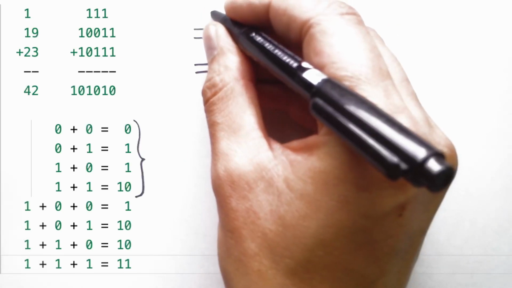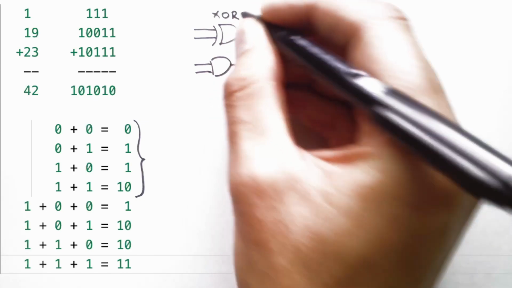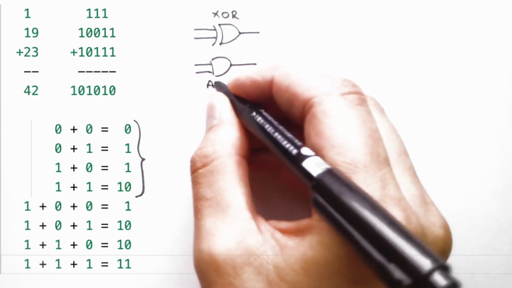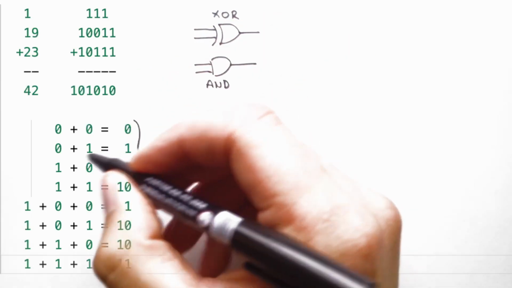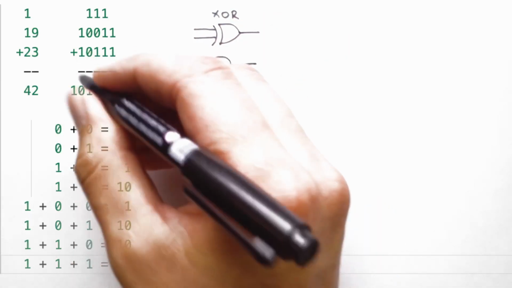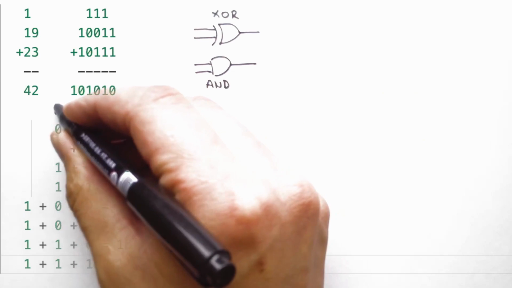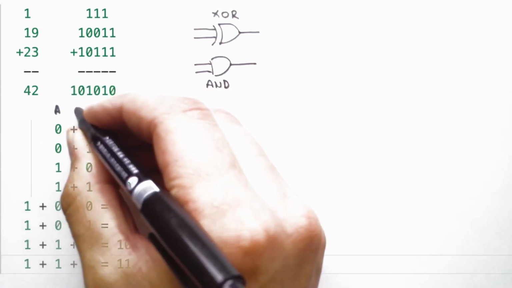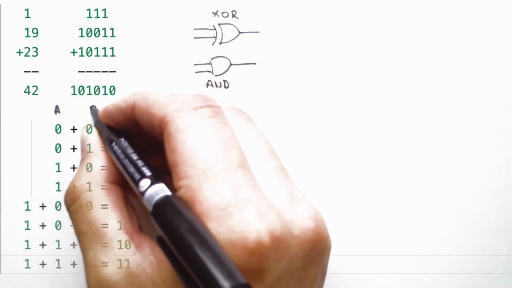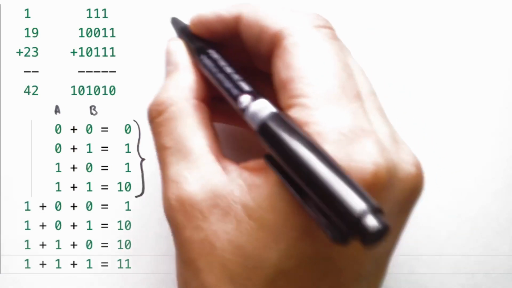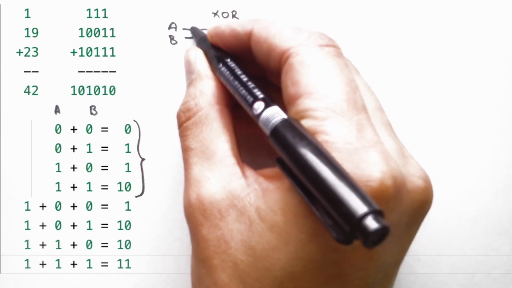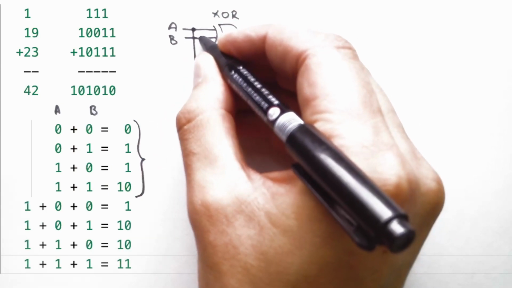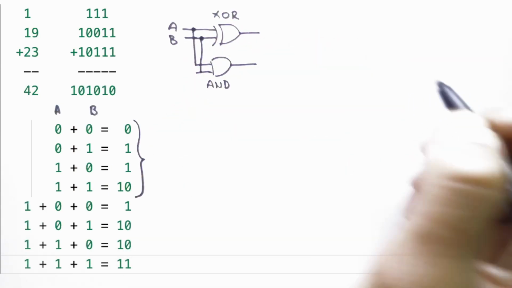Okay, so again, this is an exclusive OR, which we often write as just XOR, and this is an AND gate. And it's the same inputs. So if we call this column here A, and we'll call this column here B, I'm going to put A and B coming into here, and our inputs come down there.